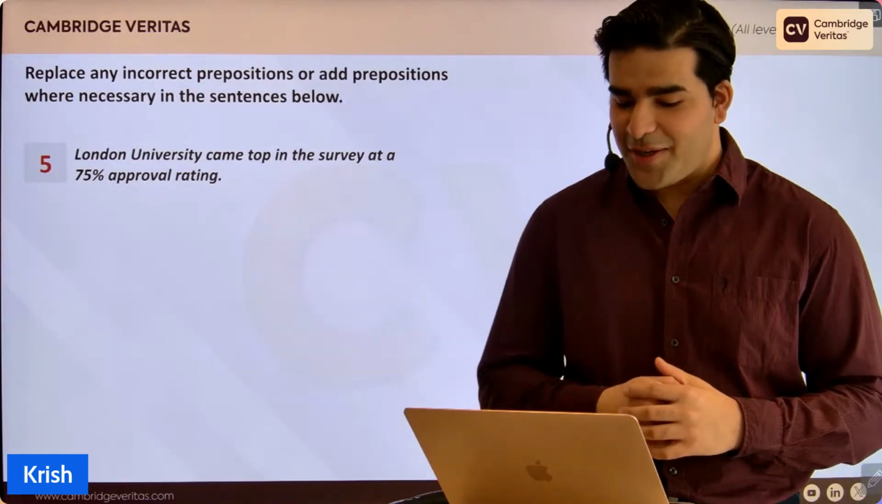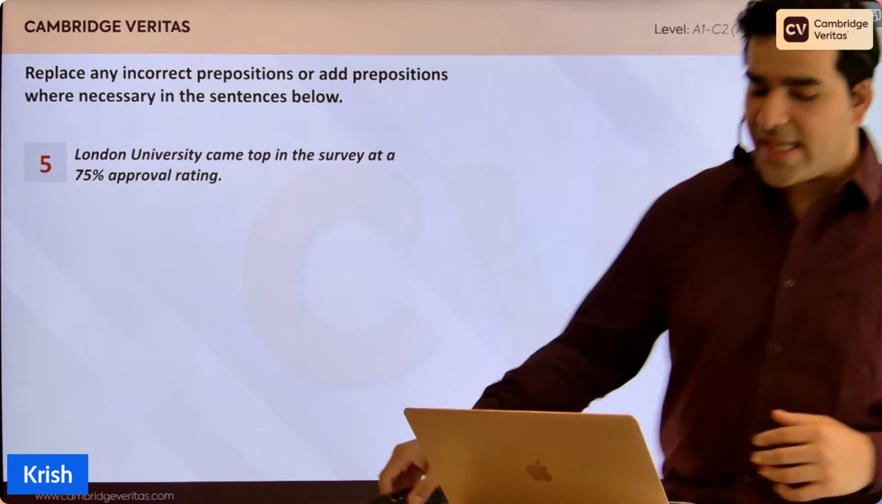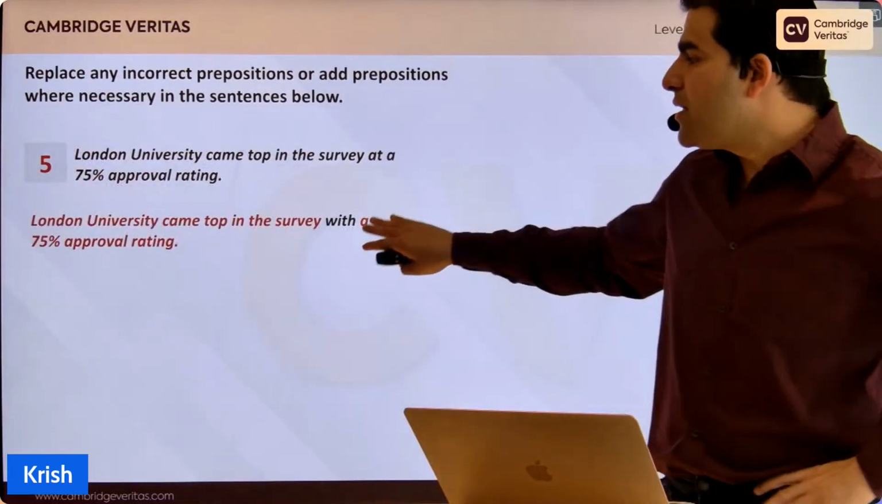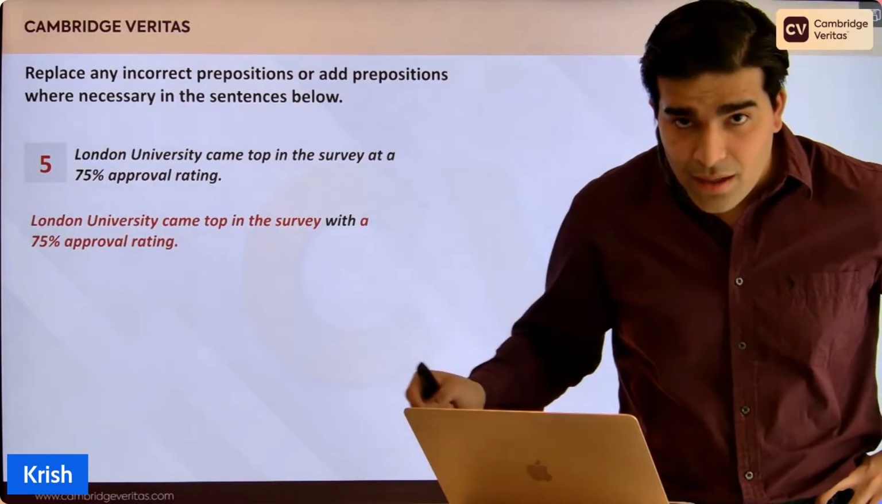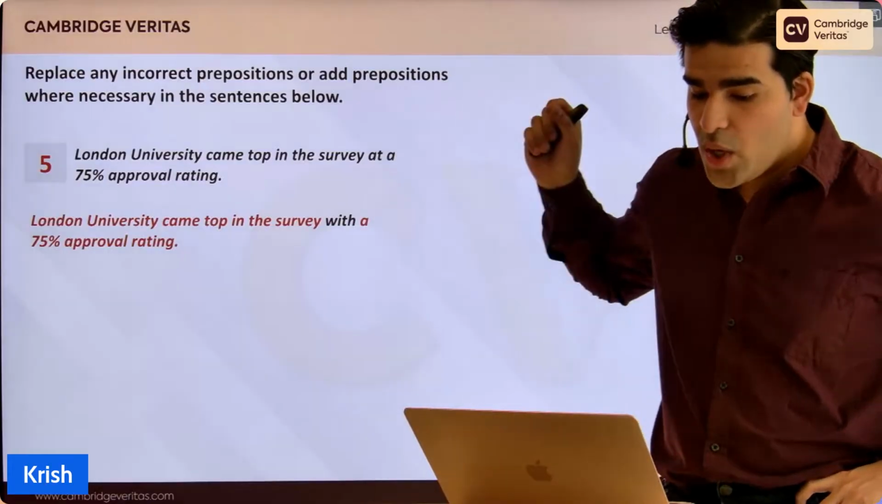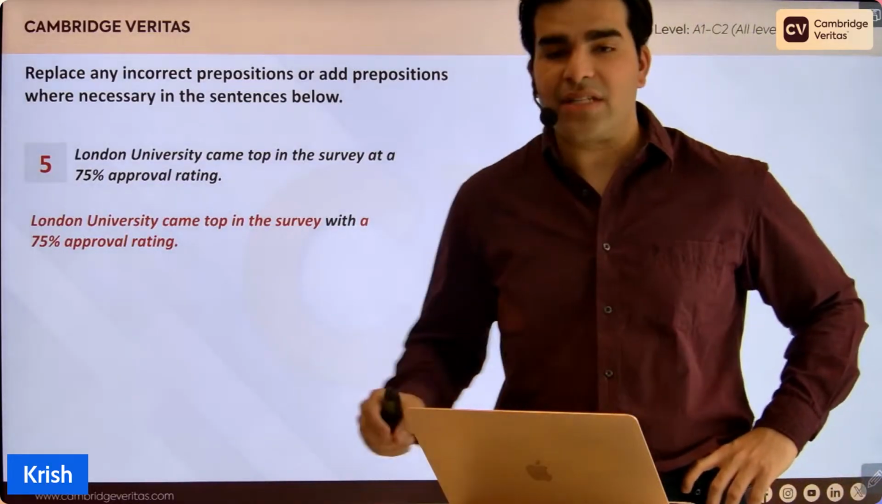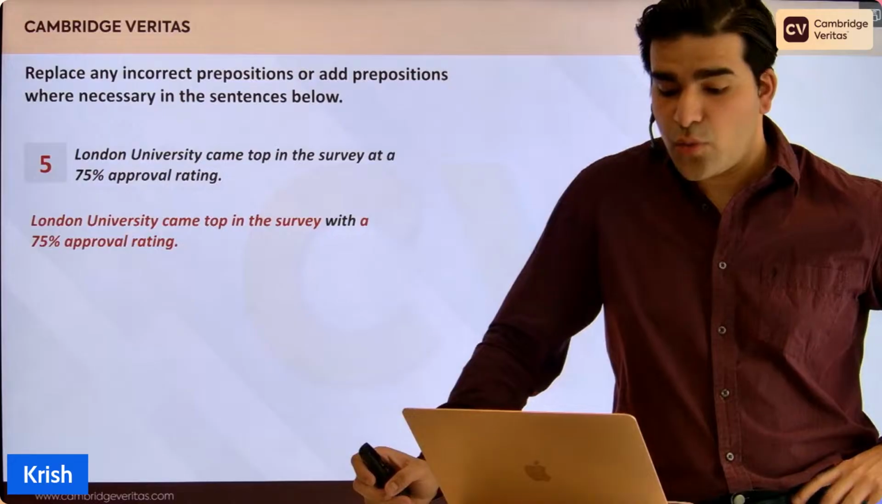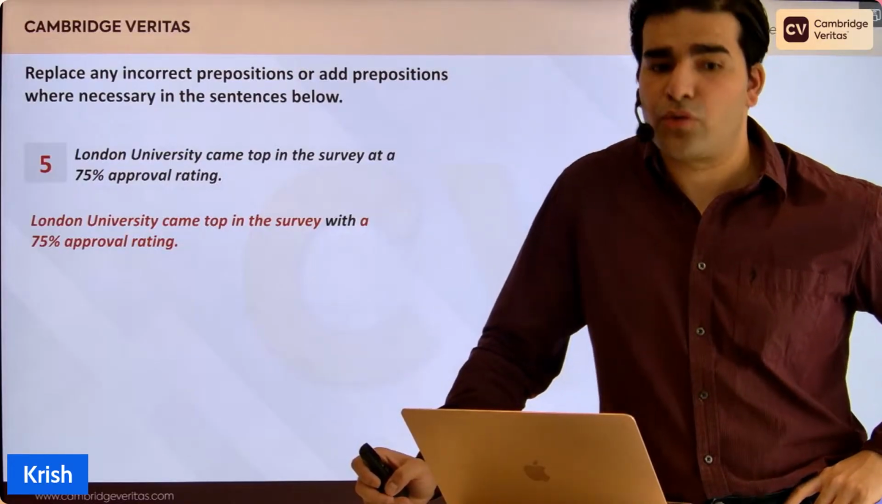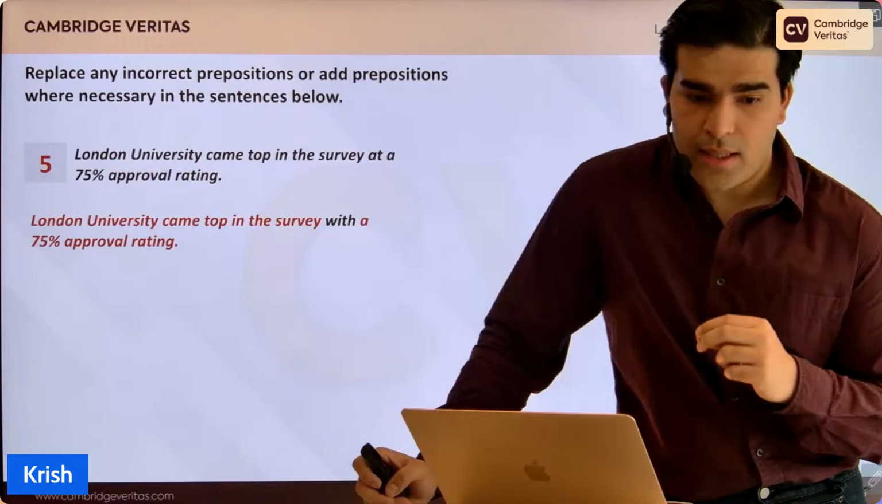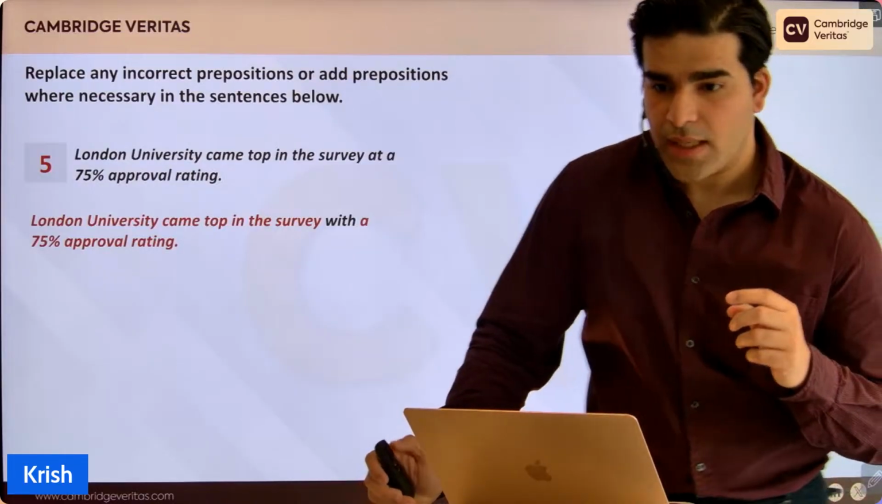All right. The correct sentence is: London University came top in the survey with, I repeat, please have a look, with a 75% approval rating. So we do not say at a 75% approval rating, we say with a 75% approval rating.